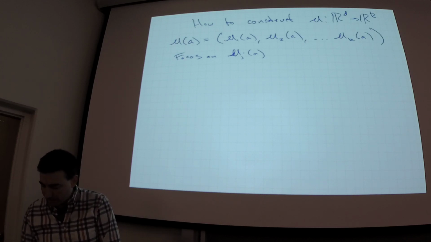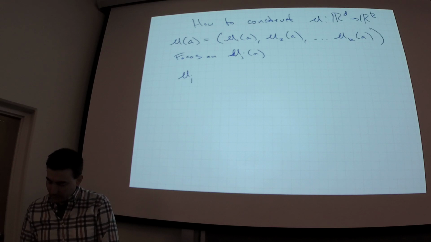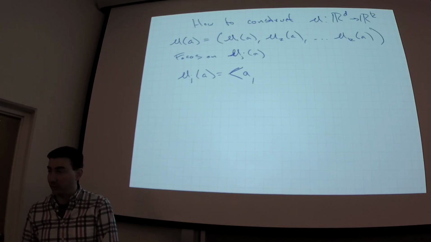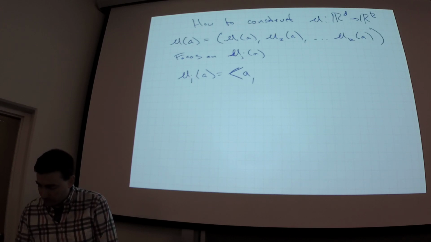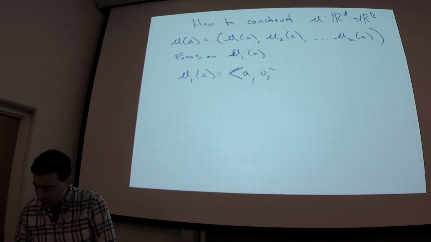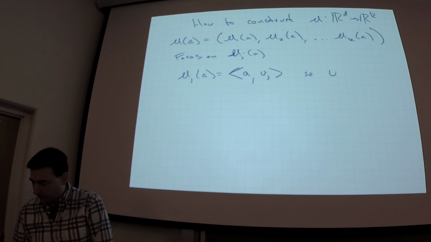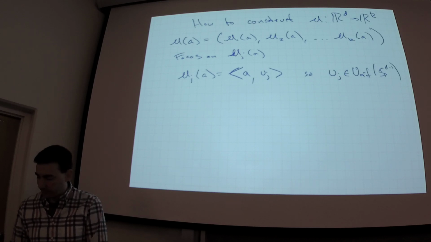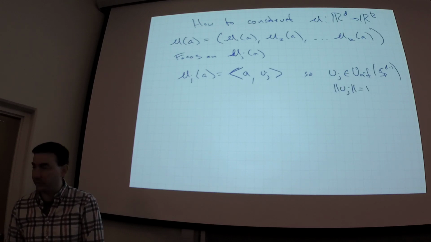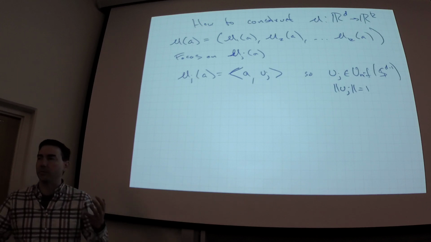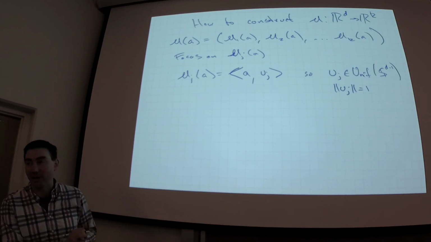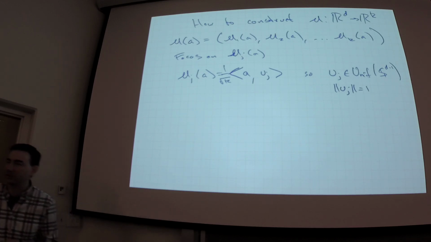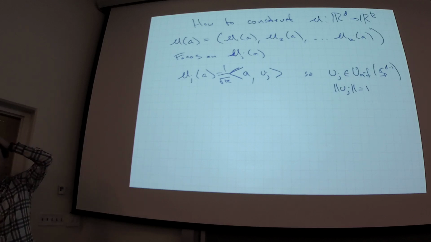Okay? So mu j of A is actually going to be a dot product of A, this vector A, which is in R^D, with Uj. So Uj is uniform over, right? So this means that Uj is going to be a random unit vector, and so this is basically it. Okay, I actually need to do 1 over square root k in front here just to make sure that I get the scale right. But this is the whole construction.